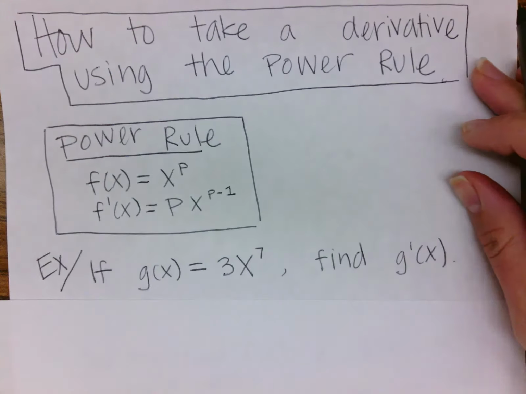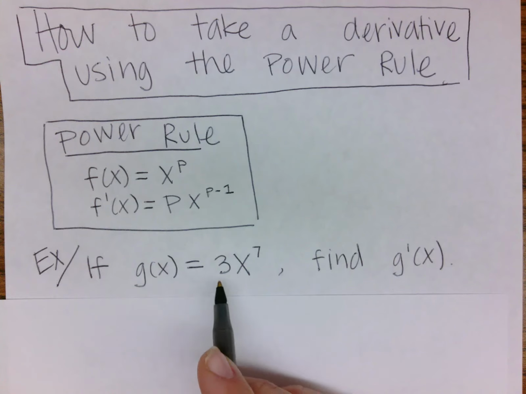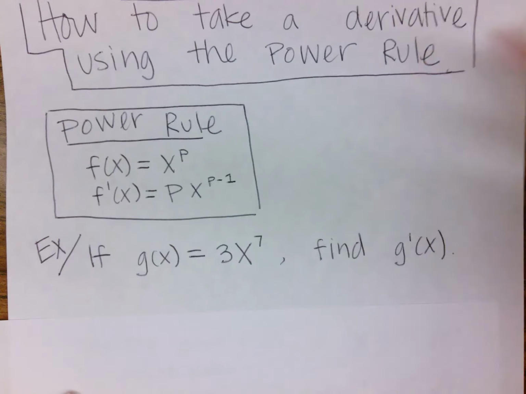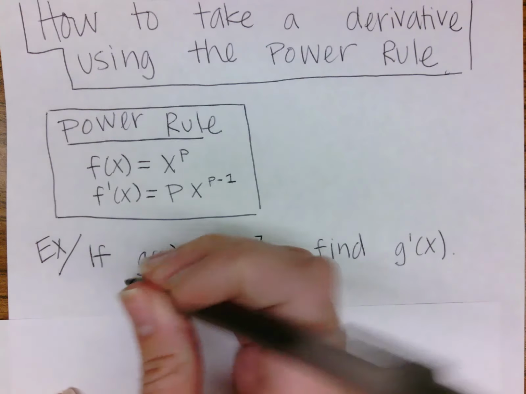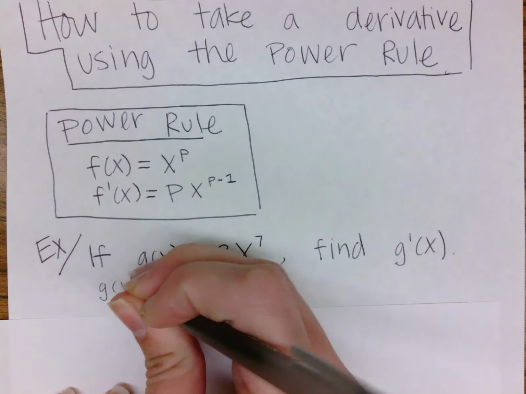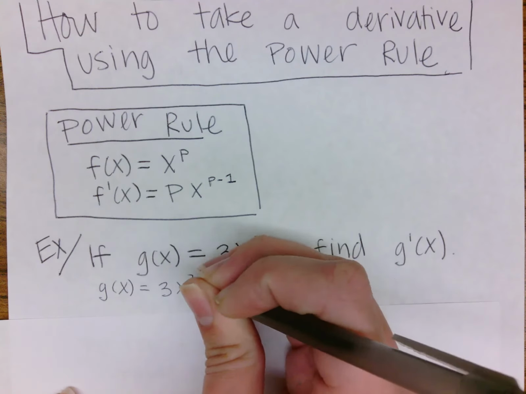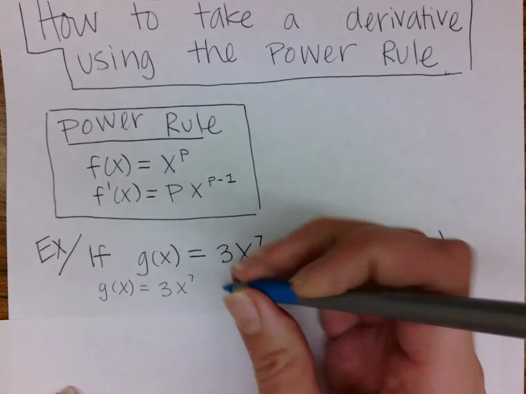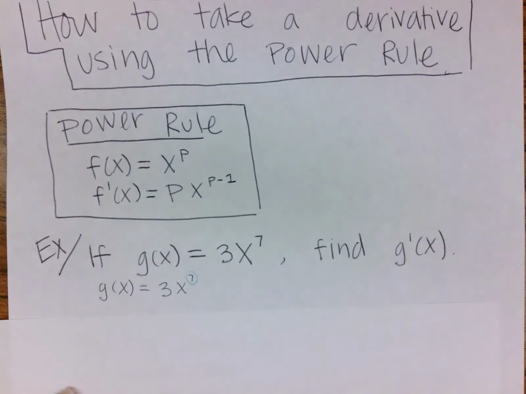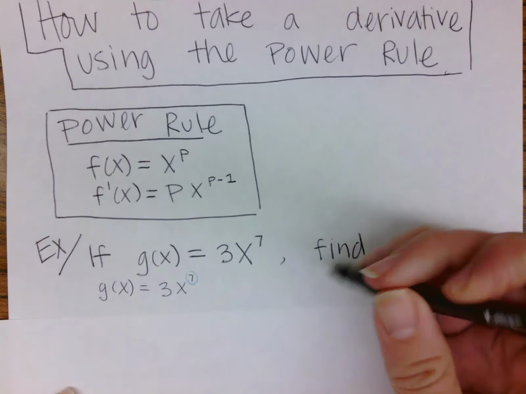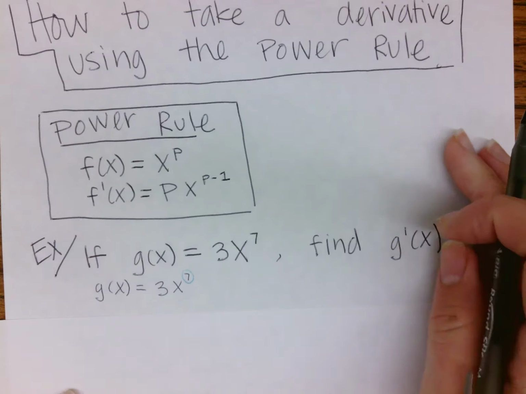Example: if g of x equals 3x to the power of 7, find g prime of x. To do this problem, I rewrite g of x, which is 3x to the 7th. I need to identify that the exponent is 7. Now I'm going to apply the power rule to take a derivative.